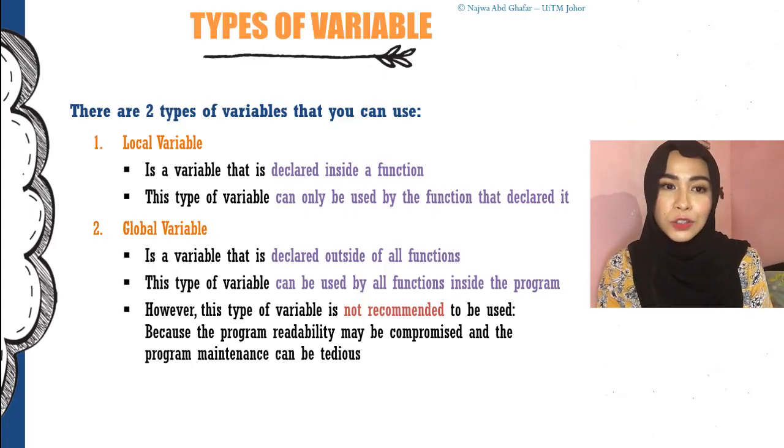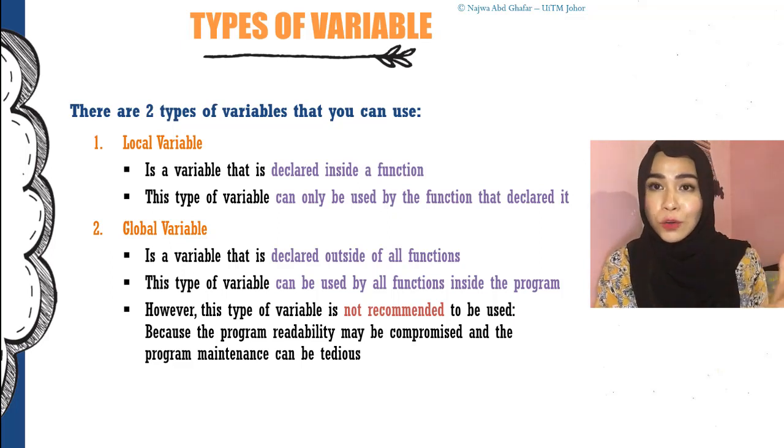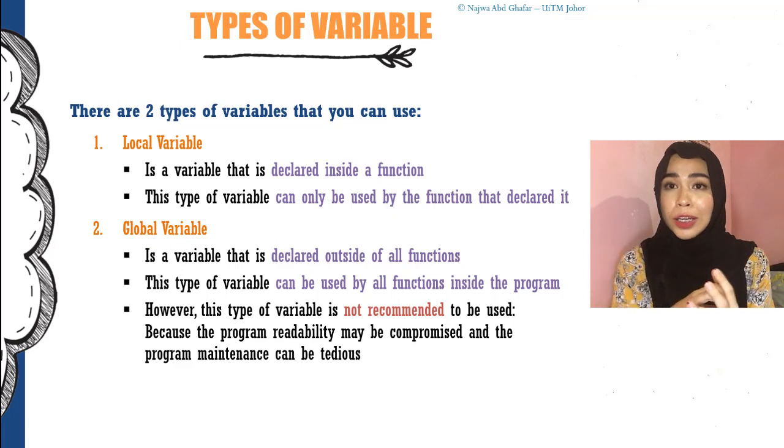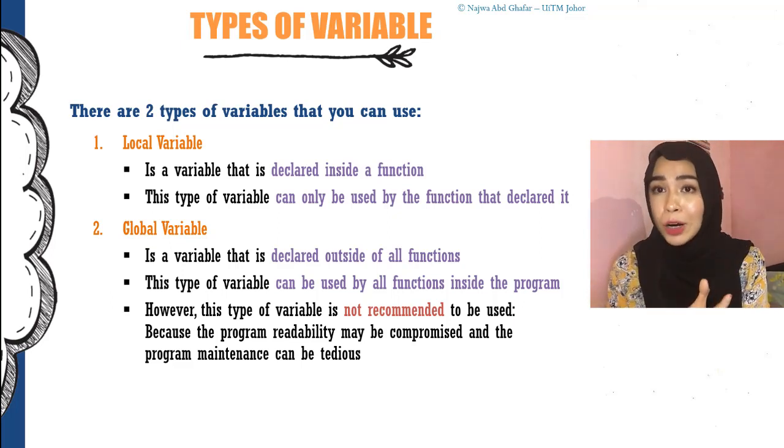Okay, so let's move on into types of variable. Before we go into this, just a quick recap. What is a variable? A variable is a location where we store data. Whenever we want to store data, we use a variable. So we name our variable, right?